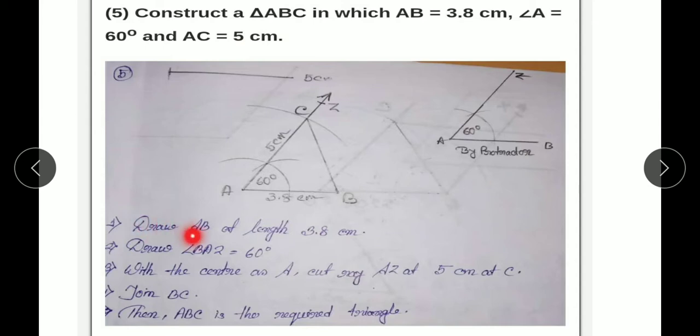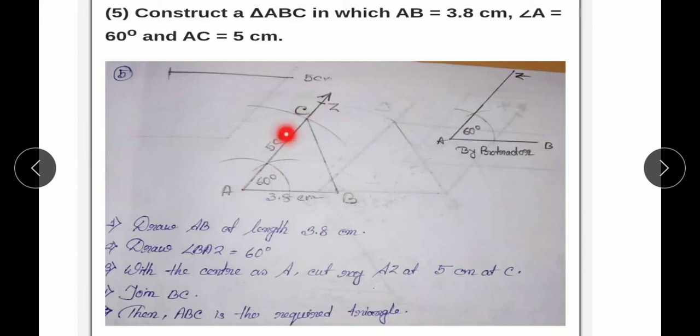So draw AB of length 3.8 centimeter. Draw angle BAC of 60 degree. With the help of compass we know how to make the 60 degree angle. After that, with center A, draw a ray AZ. You have to cut AZ at 5 centimeter at C.